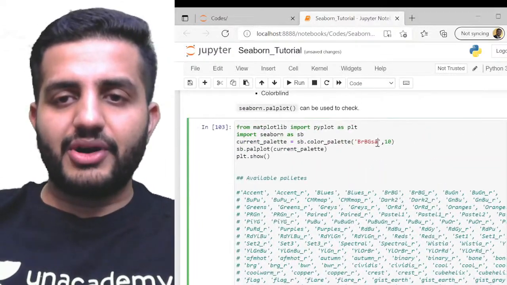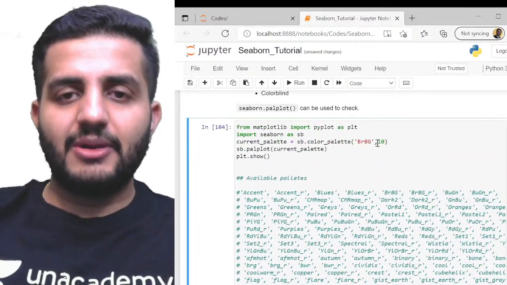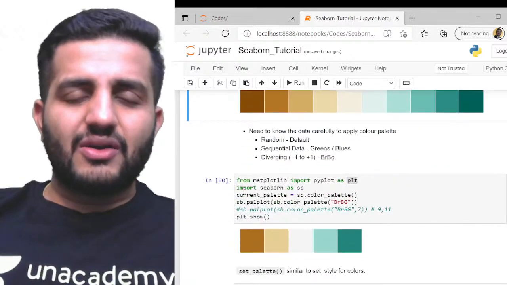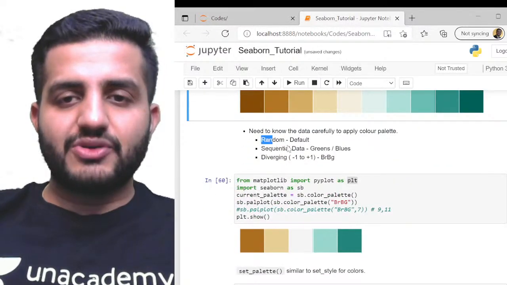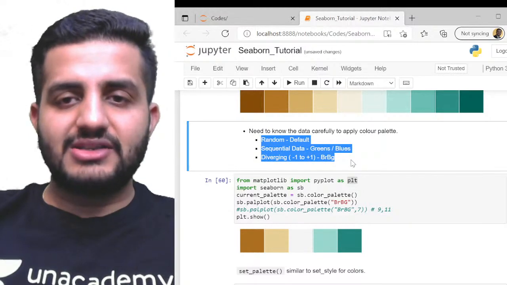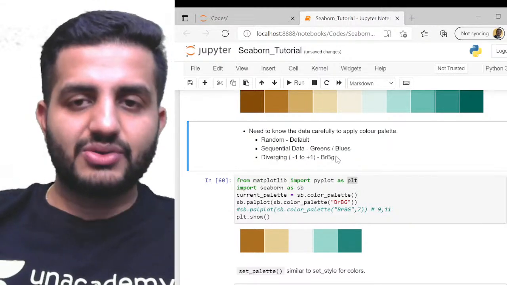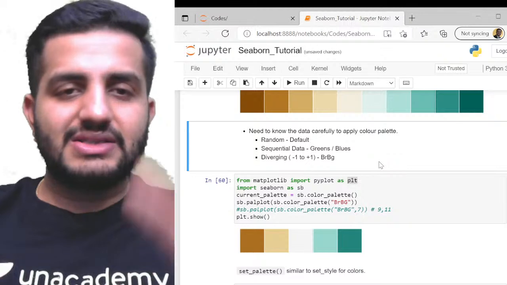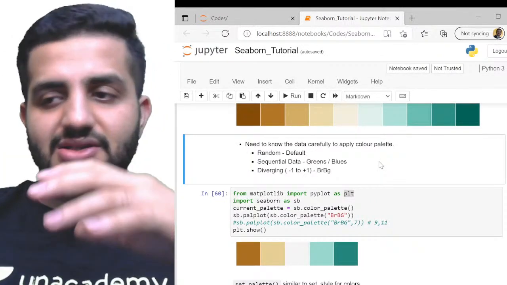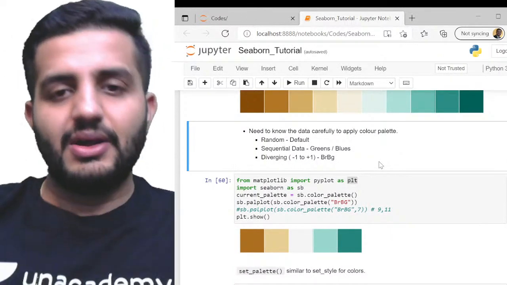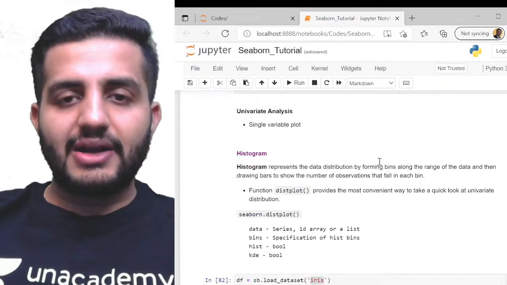It is always important to understand what all options are available, and when to use which color. There are three types of data. Random, anything is fine. Sequential means it's in increasing order, so greens or blues. Diverging means maybe red on the left hand side, green on the right hand side, some kind of diverging data. Based on that, you can choose your color palette.